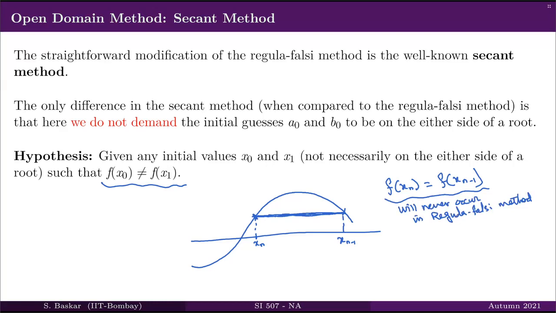But a very good advantage is that you can simply choose x0 and x1 as you like. We don't need to search for these two numbers in such a way that there is at least one root between them. So that makes the secant method more flexible to implement on a computer, unlike the regular falsi method.